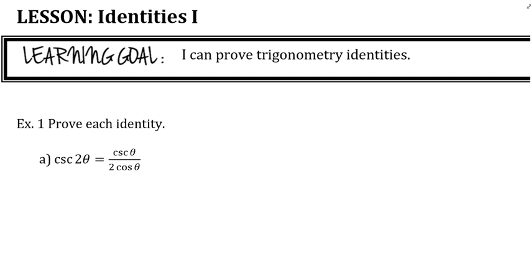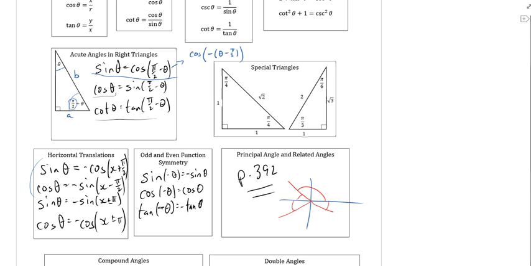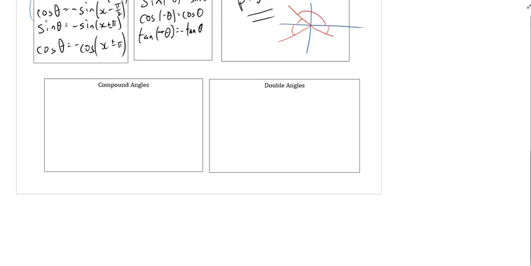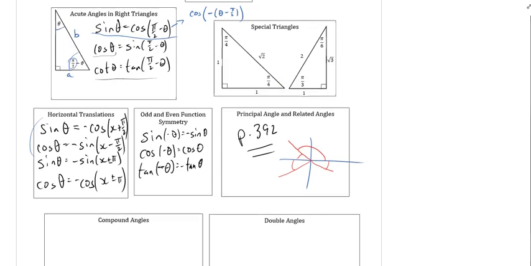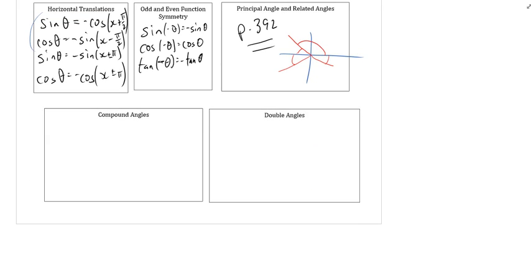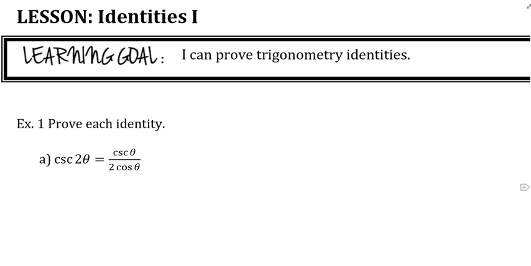I know some people struggle with identities. Go back to your cheat sheet. If you need to, fill it all out. Ooh, mine's not filled out. Oh, yeah, mine is filled out. This just isn't the filled out version. So get yours all the way filled out. And all those strategies that I gave you on the first day of this unit, maybe write them out on the back or whatever, have them handy, and keep all those things in mind.